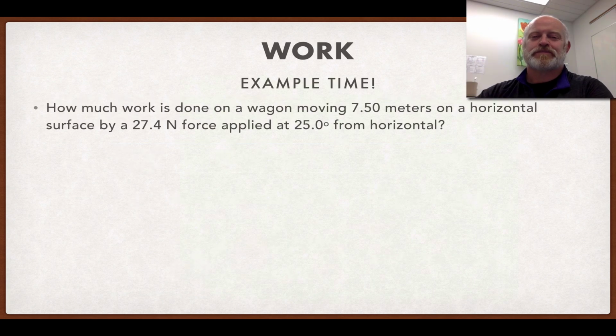All right, practice time. What we're going to do is read through the question, solve it, and then I'll put up the answer for you. How much work is done on a wagon moving 7.5 meters on a horizontal surface by 27.5 newtons of force applied at a 25.0 degree angle from horizontal? We do need to factor in the angle now. Go back to your equation, pause the video, solve it, and unpause it, and then we'll get to the answer.